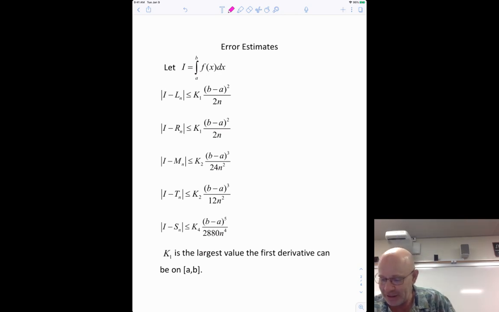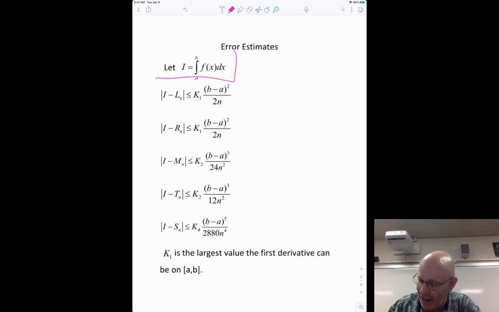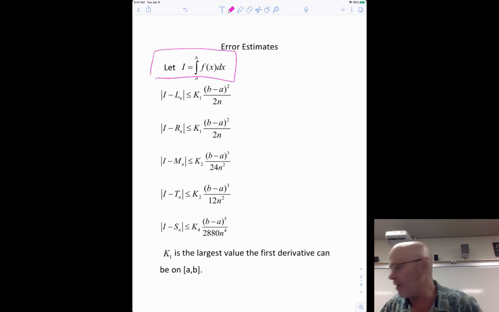So what this is, is an error estimate for the actual area. So I is the actual area. By the way, I'm not going to do an example. I think there might be an example in the book. They're really just straight applications of those formulas, okay? So I is the actual area.